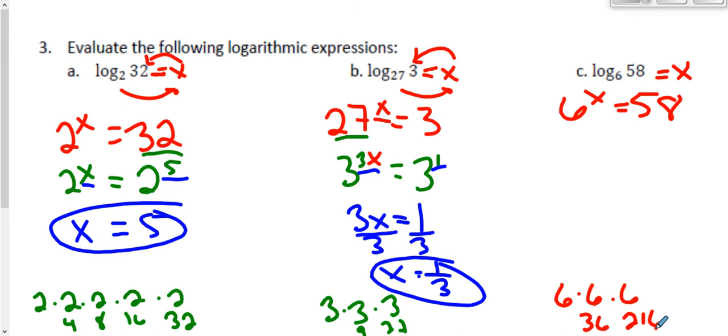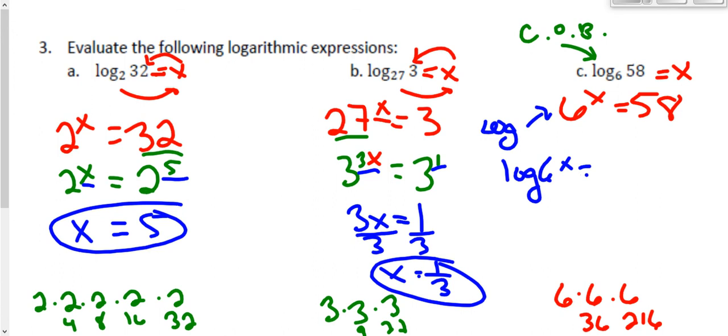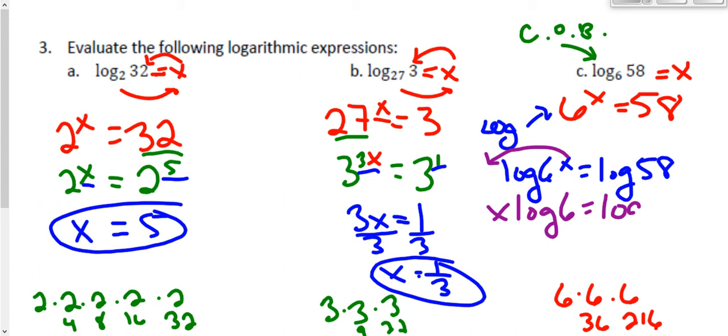So I'm not going to be able to give these like bases, which means I can solve this problem another way. Either I can go back to my log and use the change of base formula, or I can keep it in exponential form and I can do a log on both sides. So if I do a log on both sides here, I end up with the log of 6 to the x power equals the log of 58. I can move my exponent x to the front of this log. X times the log of 6 equals the log of 58.